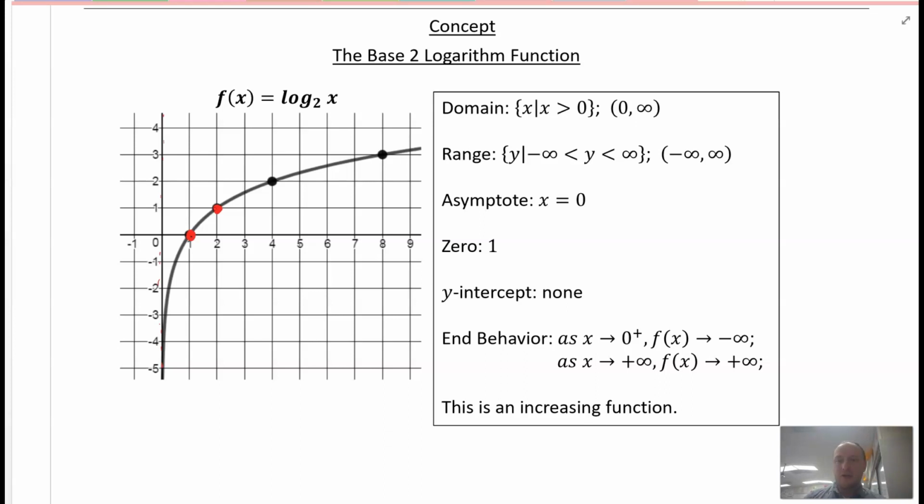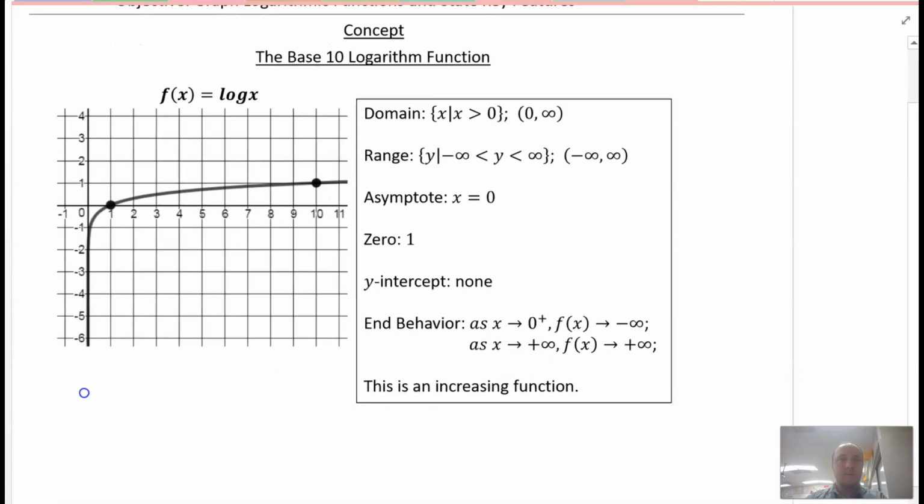So here are just some of our key features. We'll note the function is increasing. It's constantly going up. We will talk about end behaviors, what happens, so we'll recap what the end behavior is. And let's go ahead and look at base 10.